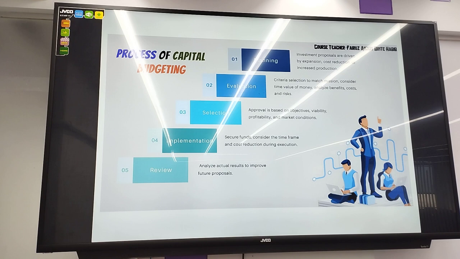Why would a management want to invest money in your product? Then selection process. In selection process, approval is based on objective, viability, profitability and market condition. The revenue is the main objective of capital budget. It is not the end. The expenditure still needs to be controlled. The process of capital budget ensures that the expense and expenditure are further controlled by setting the right budget. If you have not planned the right budget, expenditure will be increasing time to time.